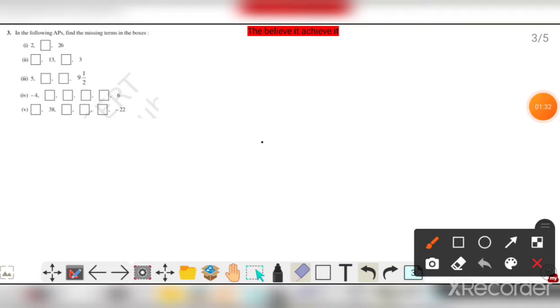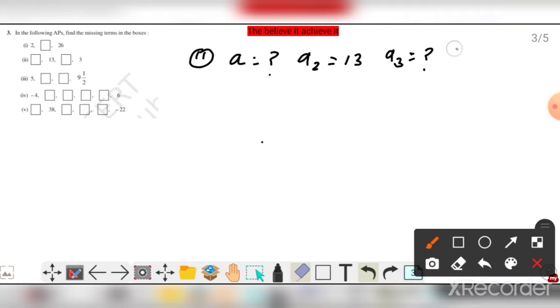In the second question, A is not given. A you have to find out. A2 is given, A2 is 13. A3 we have to find out, and A4 is given 3. Means we have to find out D, and then we can find out the first term and third term. So we'll see what is given.